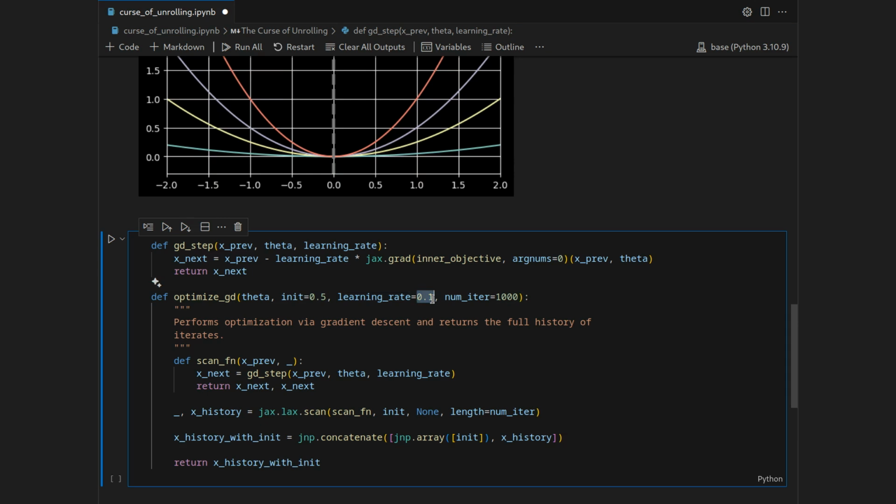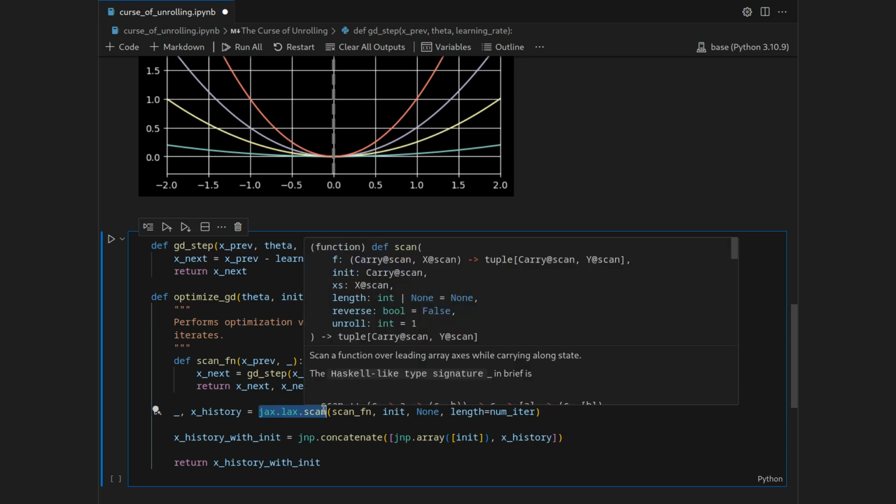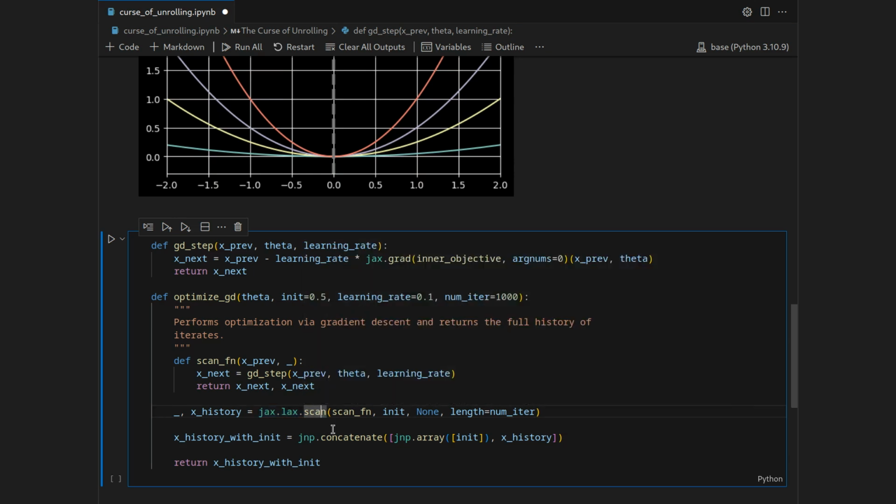We define the learning rate and the number of iterations we do. And here I'm using a very handy function, jax.lax.scan, which essentially performs the iterative for loop for us and stacks all the iterates. So essentially it produces a history of iterates. If we start at 0.5, where are we in the next step, in the step thereafter, and all the way until 1,000 steps. And I will also add the initial value to it.